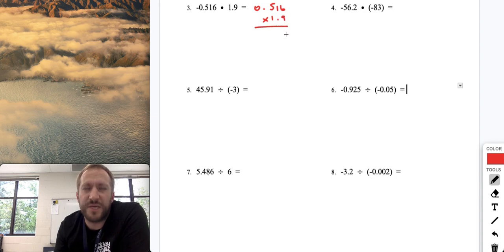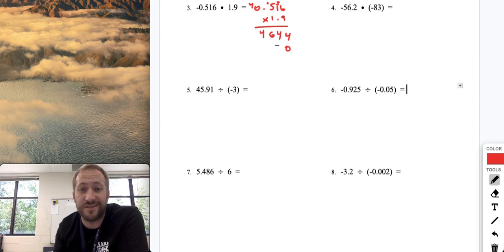9 times 6 gives me 54. Carry that 5. 9 times 1 is 9, plus 5 is 14. Carry that 1. Yep, that's right. 9 times 5 is 45, plus 1 is 46. Carry that 4. 9 times 0 is 0 plus 4. And then I'm moving place values, so I'm going to go ahead and put a 0 right here on that second line.